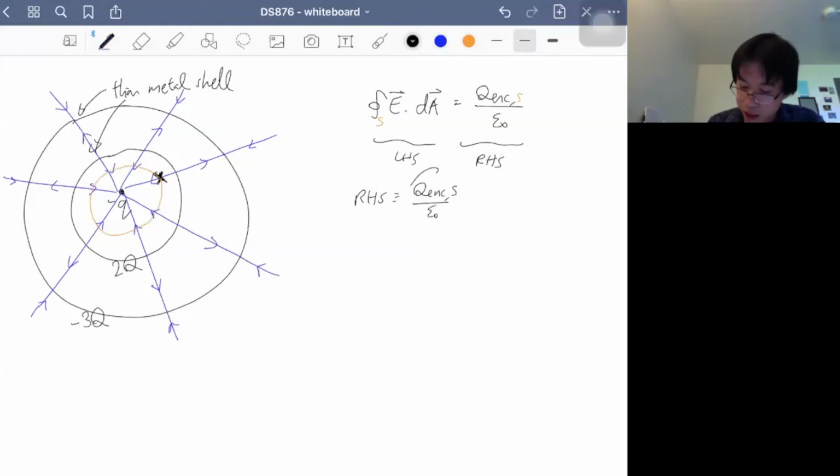So it's asking for the charge enclosed inside S. So you're going to call this surface S. So the charge inside is minus Q. Okay, that's easy. So now let's look at the left-hand side and then we'll match it together.